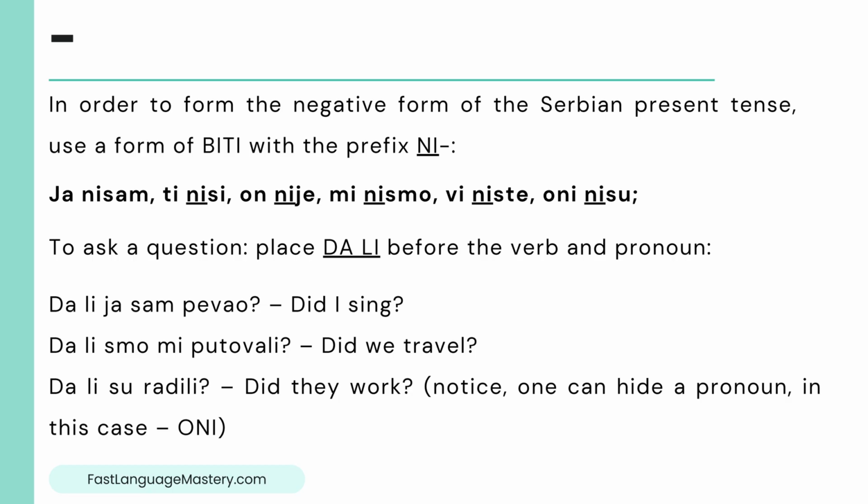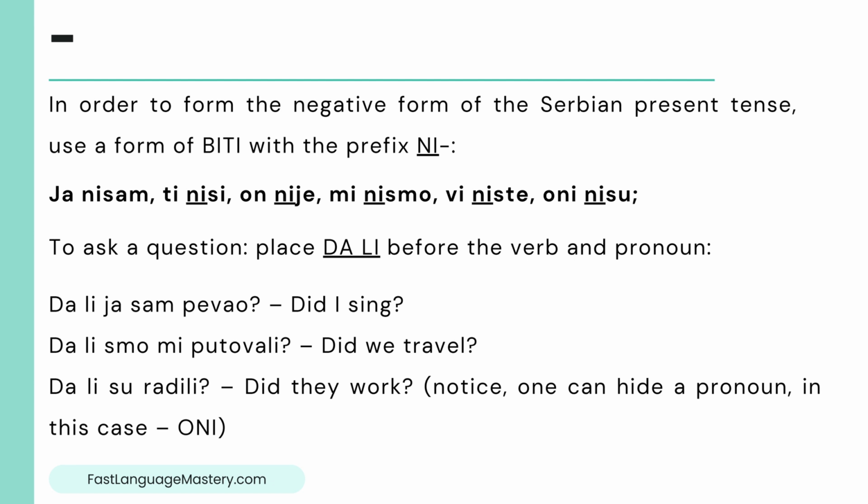For example, ja nisam išao, it means I didn't go. Ti nisi došla, it means you did not come, feminine. On nije rekao, he did not tell. Mi nismo vidjeli, we did not see. Vi niste pamtili, you did not remember. Oni nisu čitali, they did not read. Hope you understand.